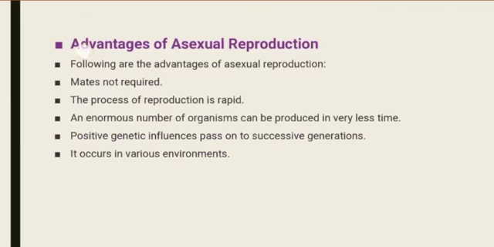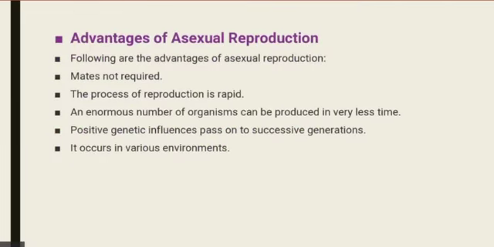And now we will be discussing what are the advantages of asexual reproduction. In this asexual reproduction, we have already discussed that there is no matter of genders. Mates are not required in this. The process of reproduction is very rapid. An enormous number of organisms can be produced in very less time. A large number of daughter cells, organisms we can make by asexual reproduction.